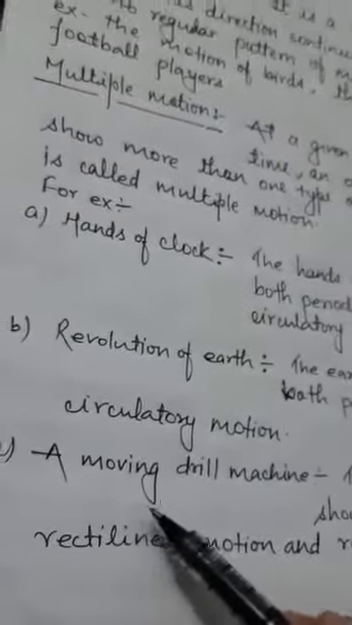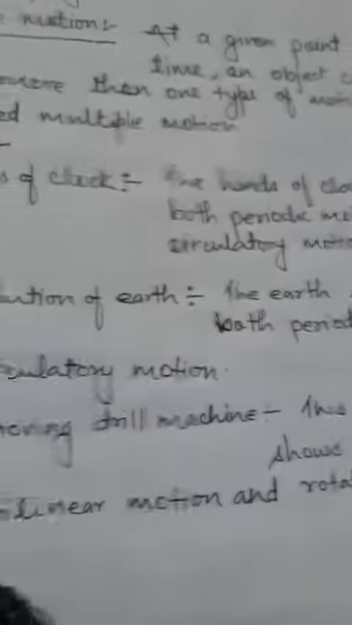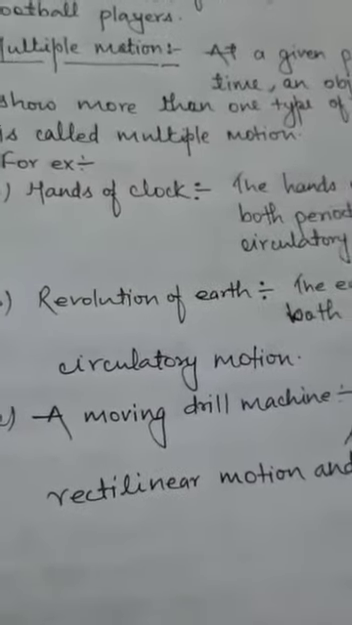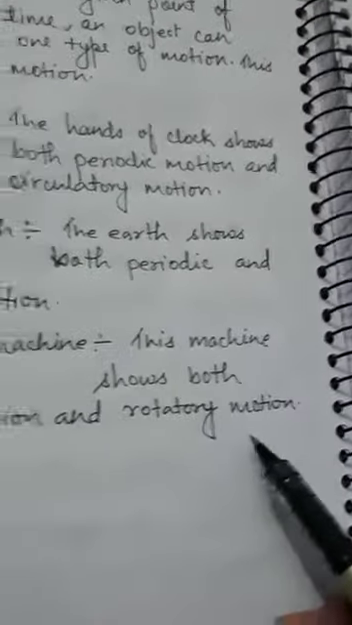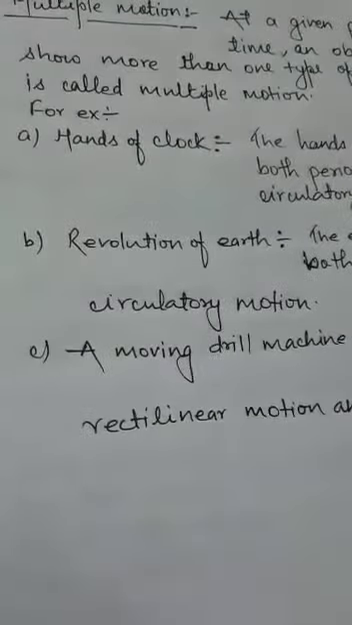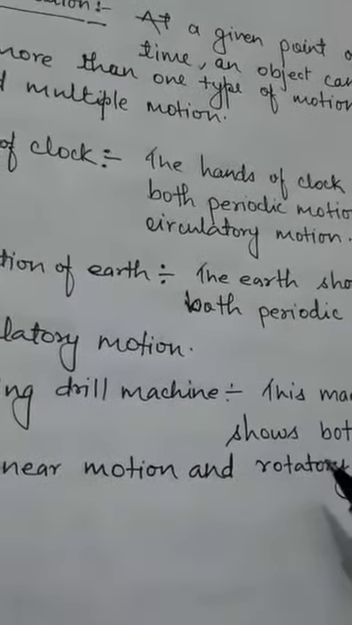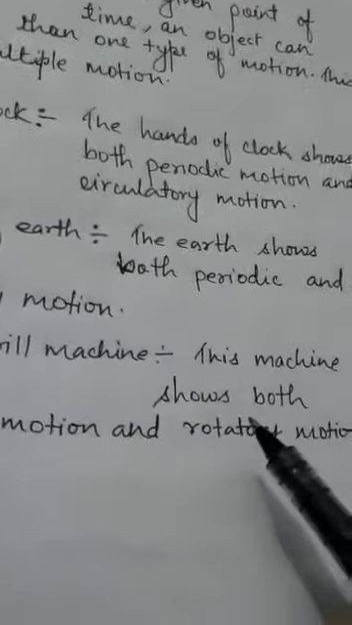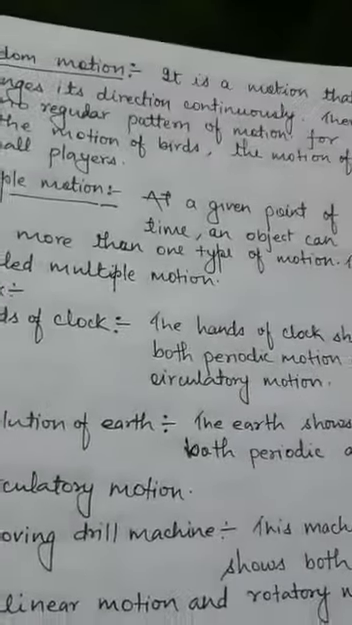Next example, a moving drill machine. This machine shows both rectilinear motion and rotatory motion. When the drill is penetrating the wall, then it is in rectilinear motion and the penetration is caused due to its rotatory motion.